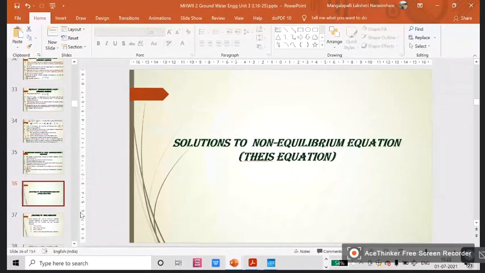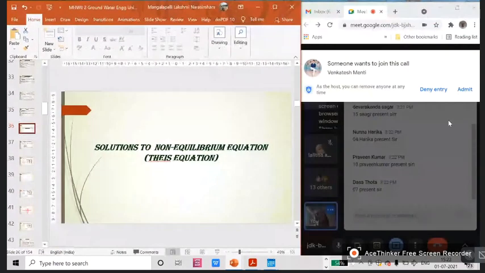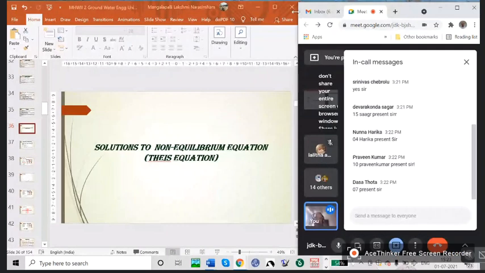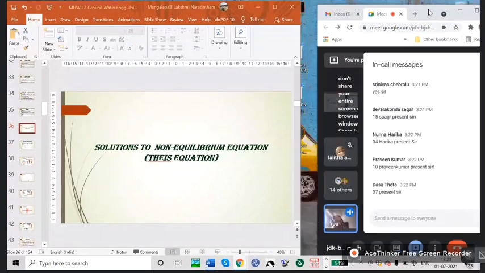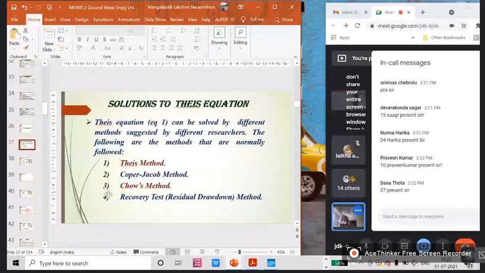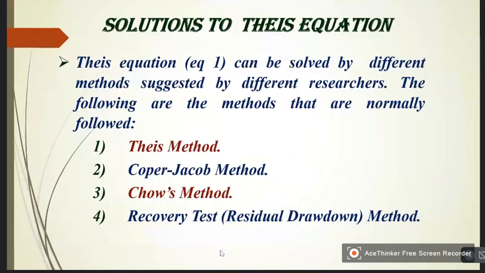The unsteady flow case, that is the non-equilibrium equation. So this is the non-equilibrium equation solution methods. There are some standard methods. The first one is a direct method given by Thies. So it is called Thies method.